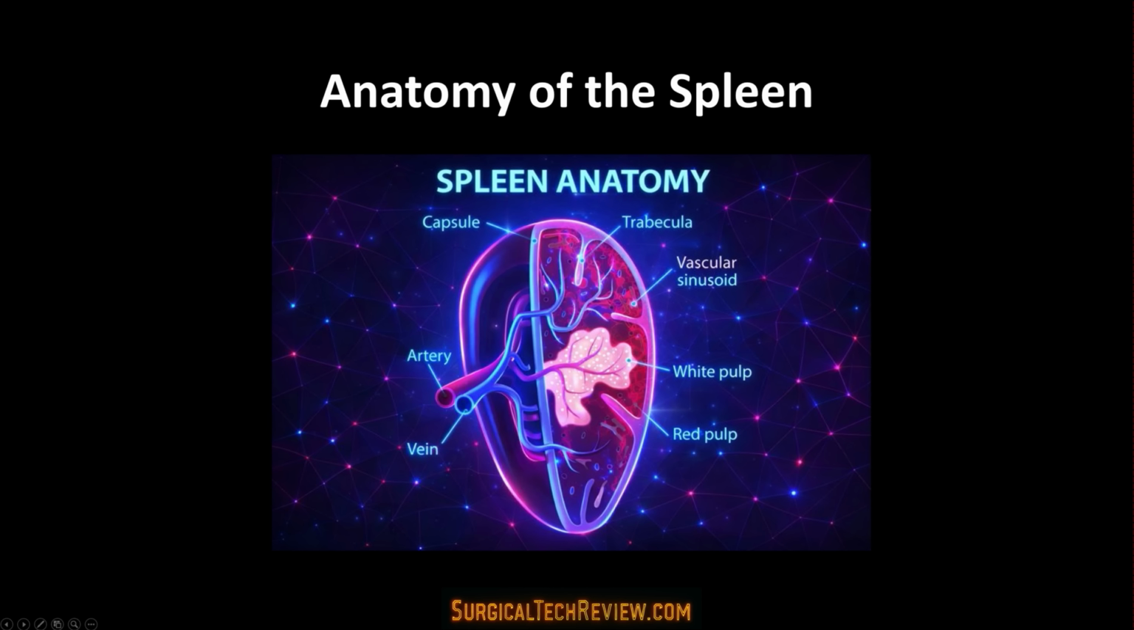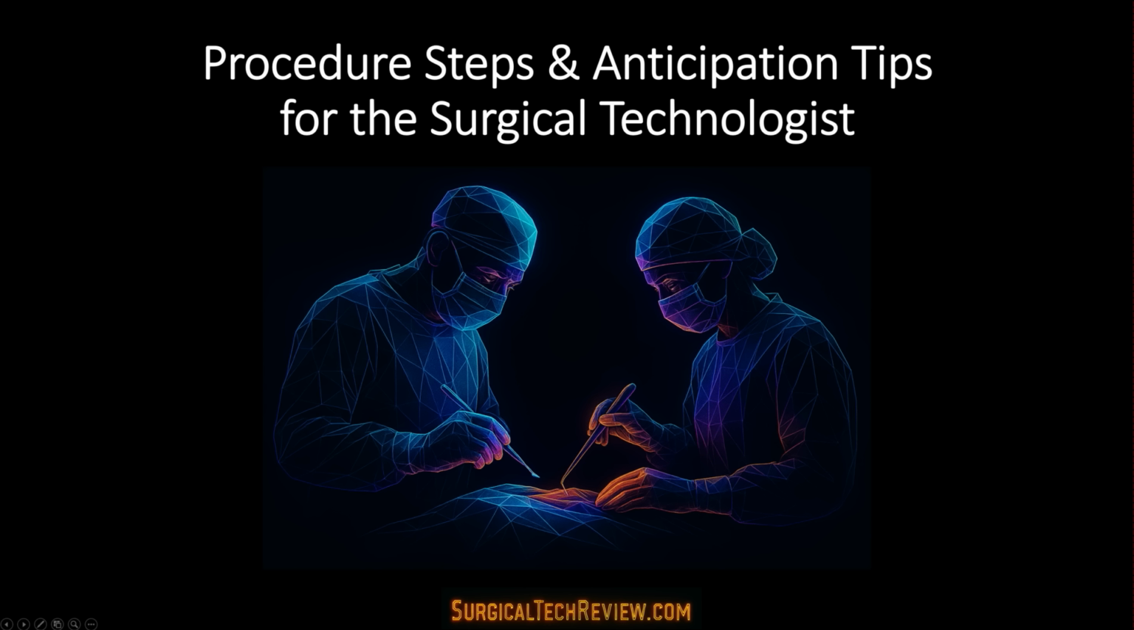The spleen is a highly vascular organ protected by ribs 9 through 11. It lies beneath the diaphragm and is closely associated with the stomach, pancreas, and colon. The splenic artery and vein must be clearly identified and controlled to prevent bleeding. The surgical technologist plays a critical role in an open splenectomy.